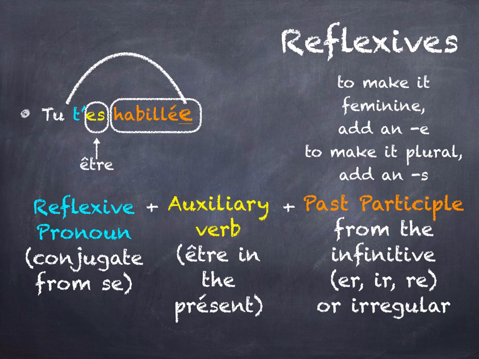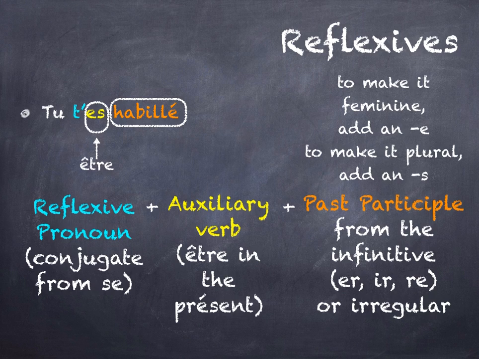But now I quit talking to Susan and I go talk to Bob. He's not feminine, so he doesn't need an E. And Bob is not more than one person, so he doesn't need the S. The regular past participle will do just fine for him.